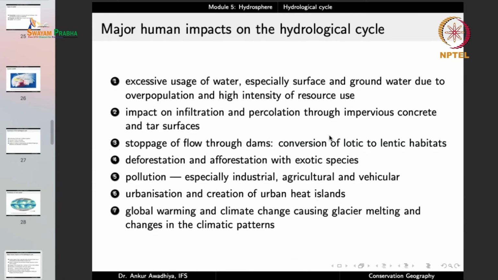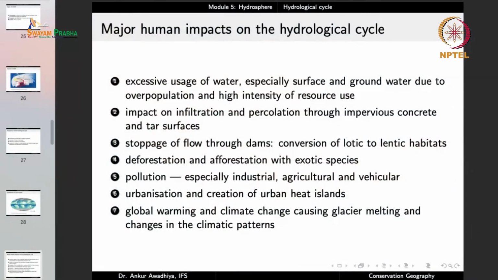But then these days, the humans are also playing a big role in influencing, impacting and disrupting the hydrological cycle. Now the hydrological cycle naturally is dependent on processes like evaporation and transpiration, infiltration, percolation, but now we humans are changing these. So what are we doing? There is an excessive usage of water, especially surface and groundwater, because we are overpopulated and there is a high intensity of resource use.